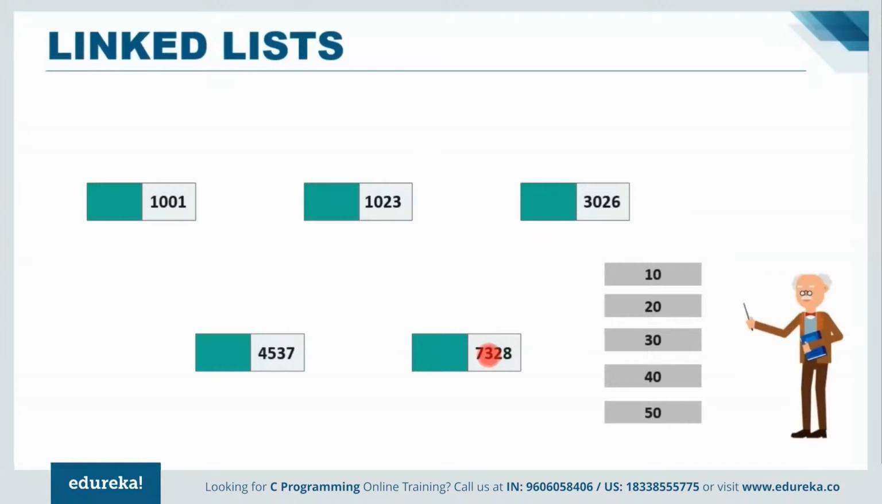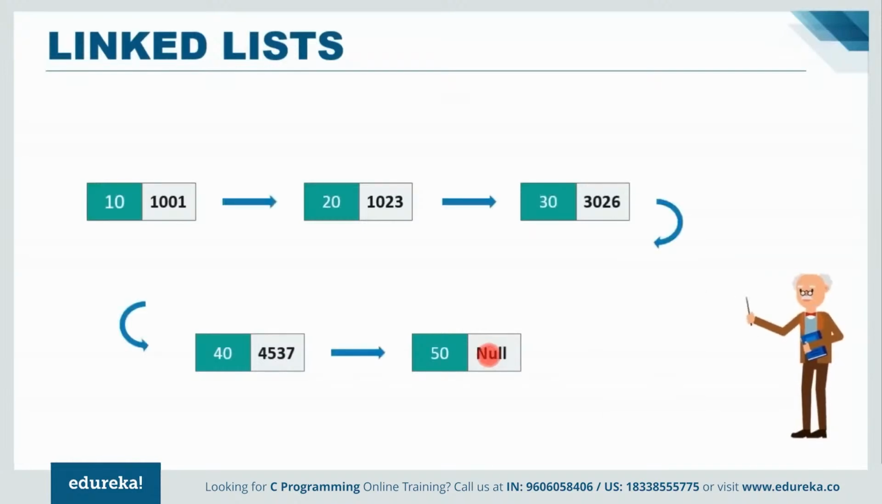Did you see the change here? The 7328 is changed to null. So this is what describes the end of the list. What exactly happens here is all the elements are given to one or the other memory block, and all the memory blocks are interconnected with each other.